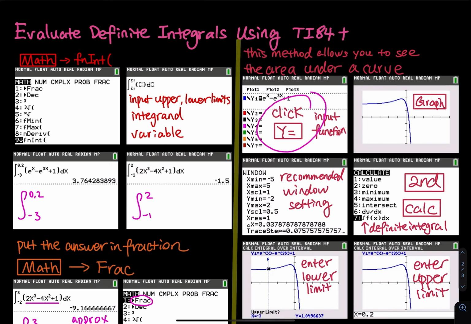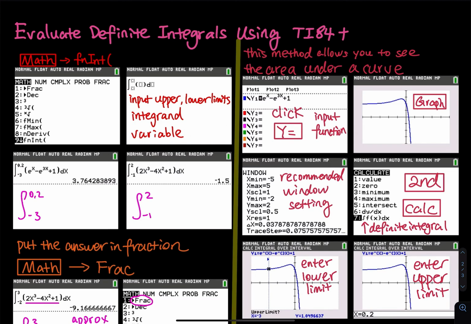Where is the y equal key? The y equal key is above the second. Do you see that the second key, the upper left hand corner? You click the y equal, and then you input the function. The function that I use is e to the x minus e to the 3x plus 1, and then you input that, and then you click graph.